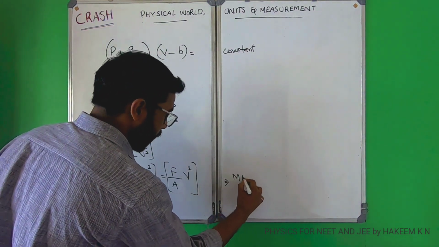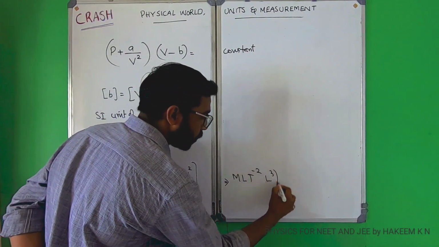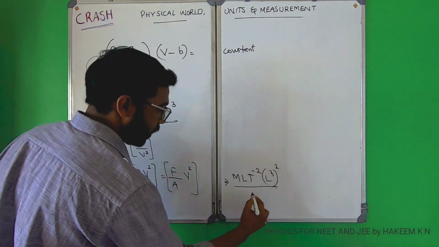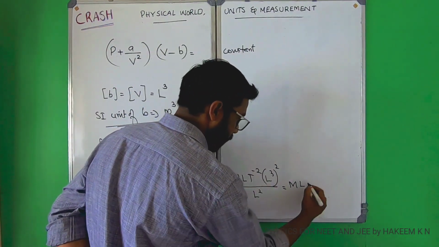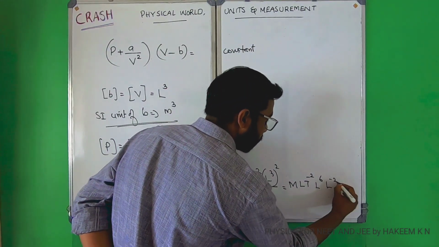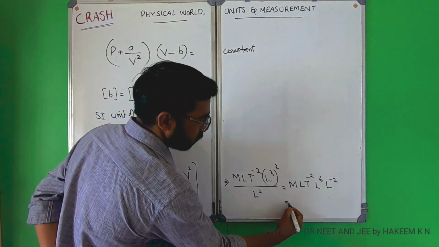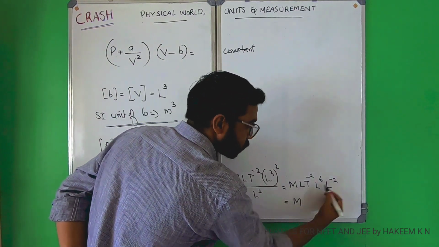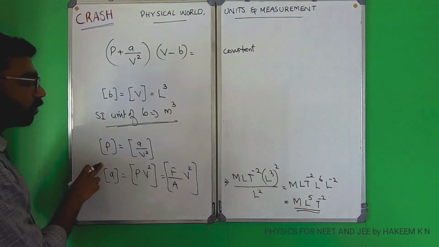Dimension of force is MLT^-2 and volume is L cube, so volume squared is L cube whole square, divided by area, which is L square. Then we will get dimensions MLT^-2 L^6 into L^-2. This L square will go to the numerator with the negative power. So L^6 times L^1 and L^-2, we will get L^5 T^-2. This is the dimensional formula of A.